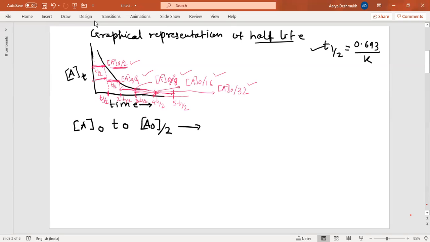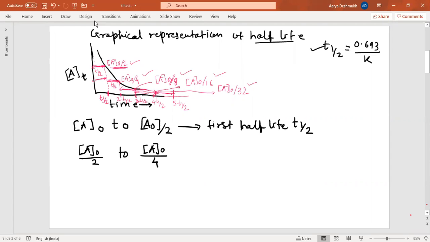This is the first T half, or first half life, which is denoted by T half. The time required to change the concentration, now your concentration is A0 by 2, and you can change this from A0 by 2 to A0 by 4, isn't it? So this will be your second T half or second half life, and so on. Okay, I hope now it is more clear for you.